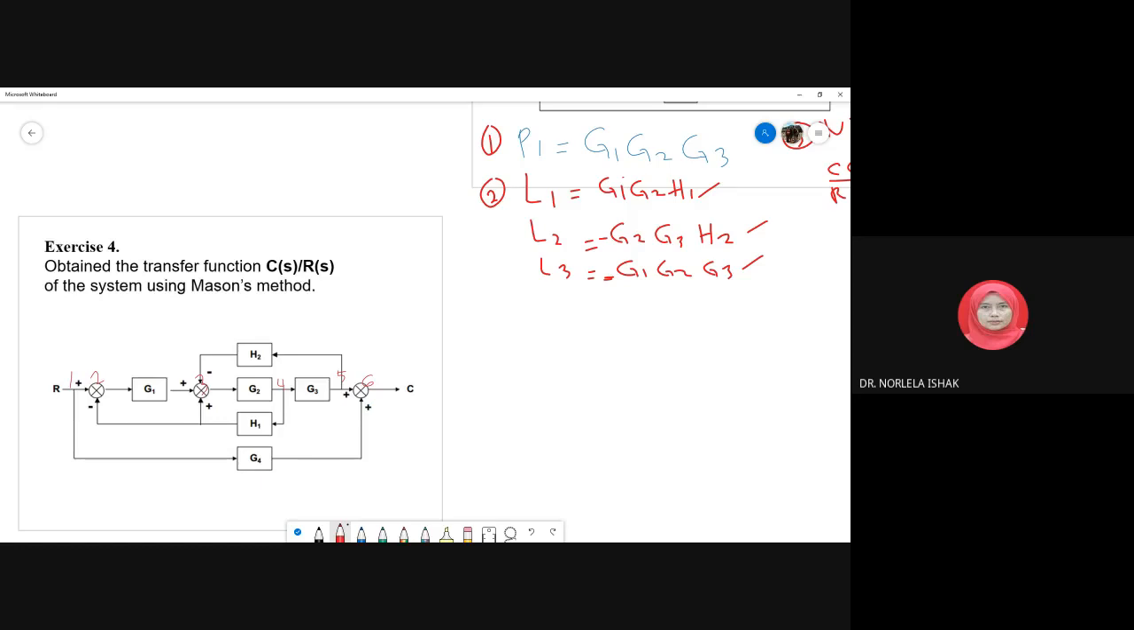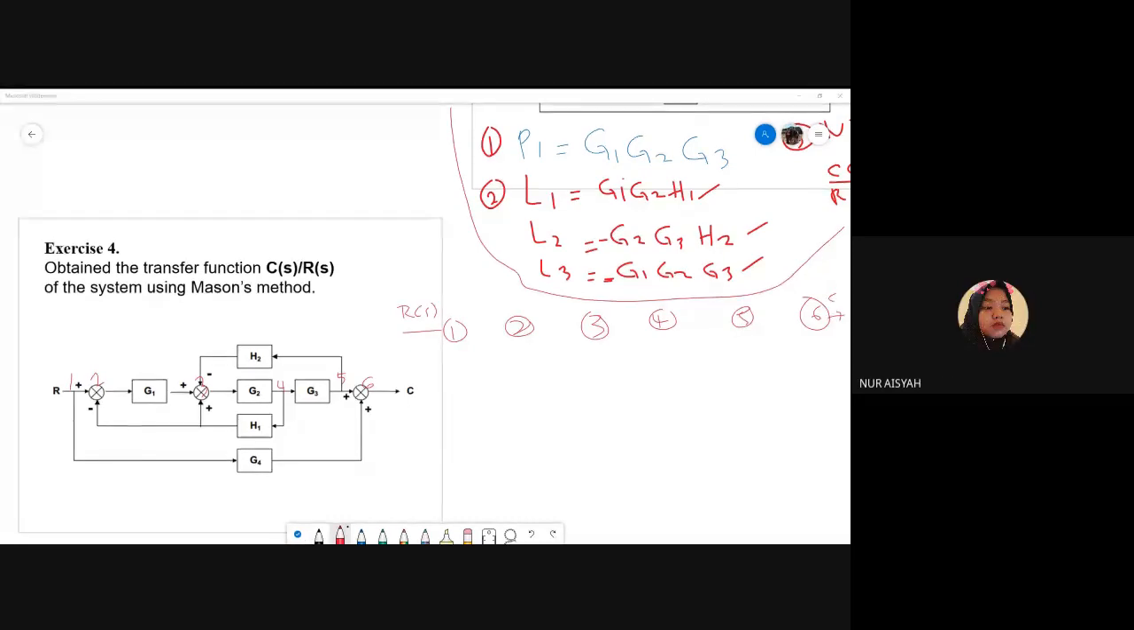So from here we have 6 nodes. Node number 1, number 2, number 3, number 4, number 5, number 6. Node number 1 is from here, this is our input R(s), and the last one is our output.